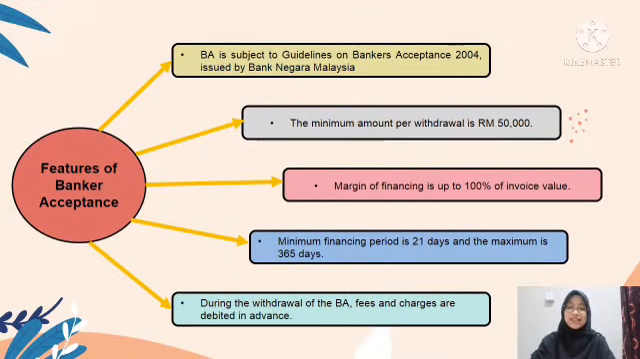Good day everyone, I'm Nur Hazinda binti Nur Hamid, my meeting number 267860. So I will continue to present the features of the banker acceptance offered by Maybank. First, the banker acceptance is subject to the Guidelines on Banker Acceptance 2004 issued by Bank Negara Malaysia. The minimum amount per withdrawal is 50,000 ringgit. In terms of margin of financing, it's up to 100% of invoice value. The minimum financing period is 21 days, and the maximum is 365 days, which means 1 year.